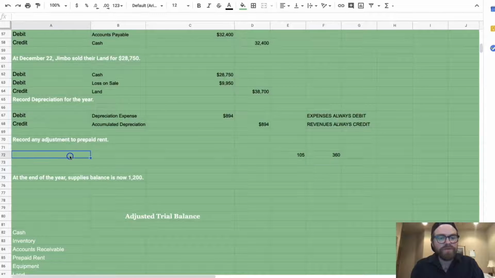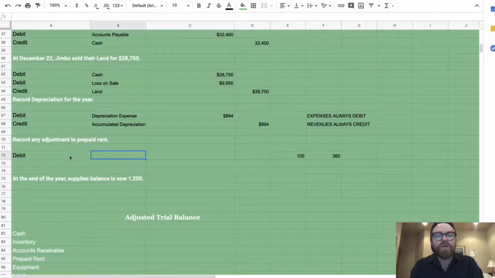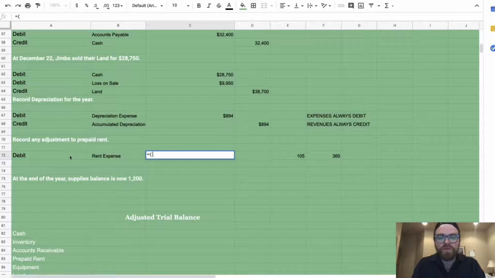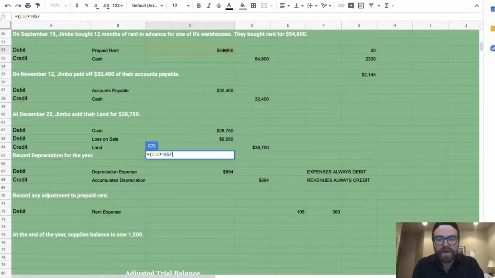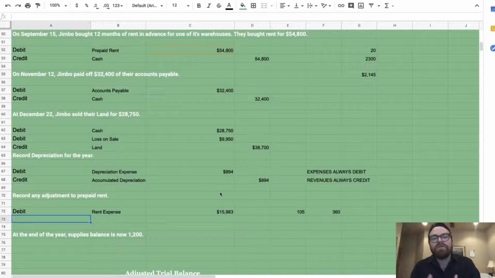So how we're going to do this, first we need to know what we're going to debit. When you're recording a debit to rent, we always debit what they call rent expense. Rent expense shows that you're using up rent, right? Rent is being used up. And how much is that for? We're going to do equals this amount, what we got it for, and we're going to multiply it times 105 divided by 360 for the amount of time that's passed. And there you go. 15,983. So we're just figuring out the portion of the rent that we've used up this year.